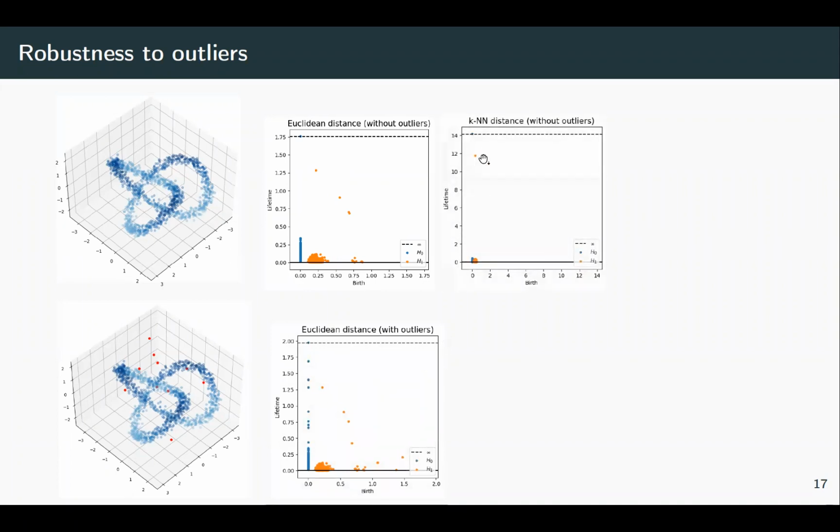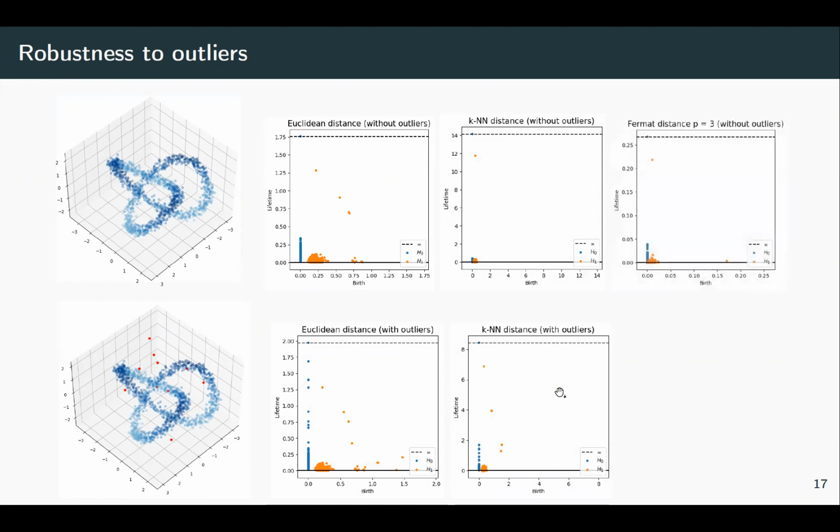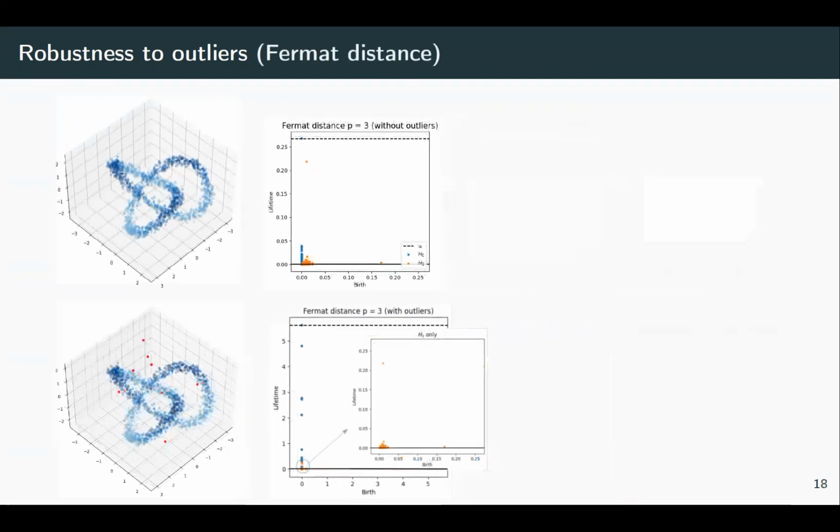Now, if you use the estimator of the intrinsic distance without any deformation, without outliers, you have 1 generator, right? This is okay, but if you add the outliers, you lose this information, okay? So you have this wrong information. And finally, if you compute the diagram using Fermat distance, you have a single generator without the outliers, and you have this diagram in the case without the outliers. So let's inspect a little bit more this diagram.